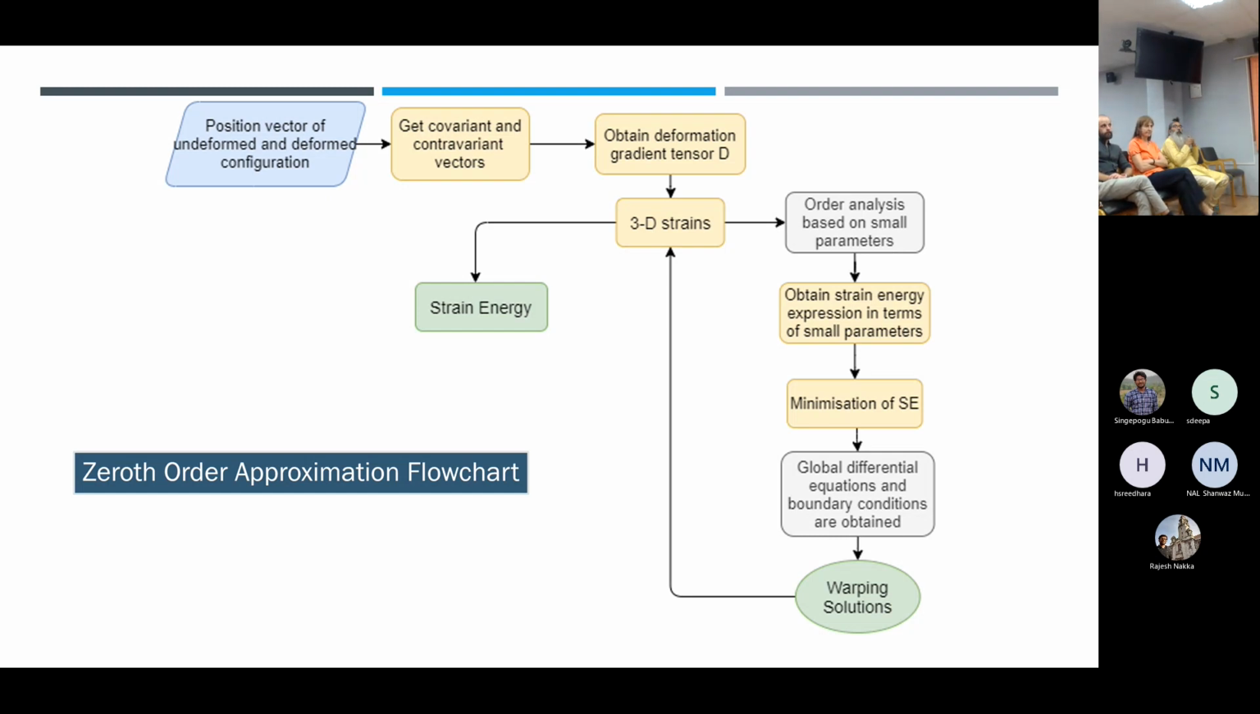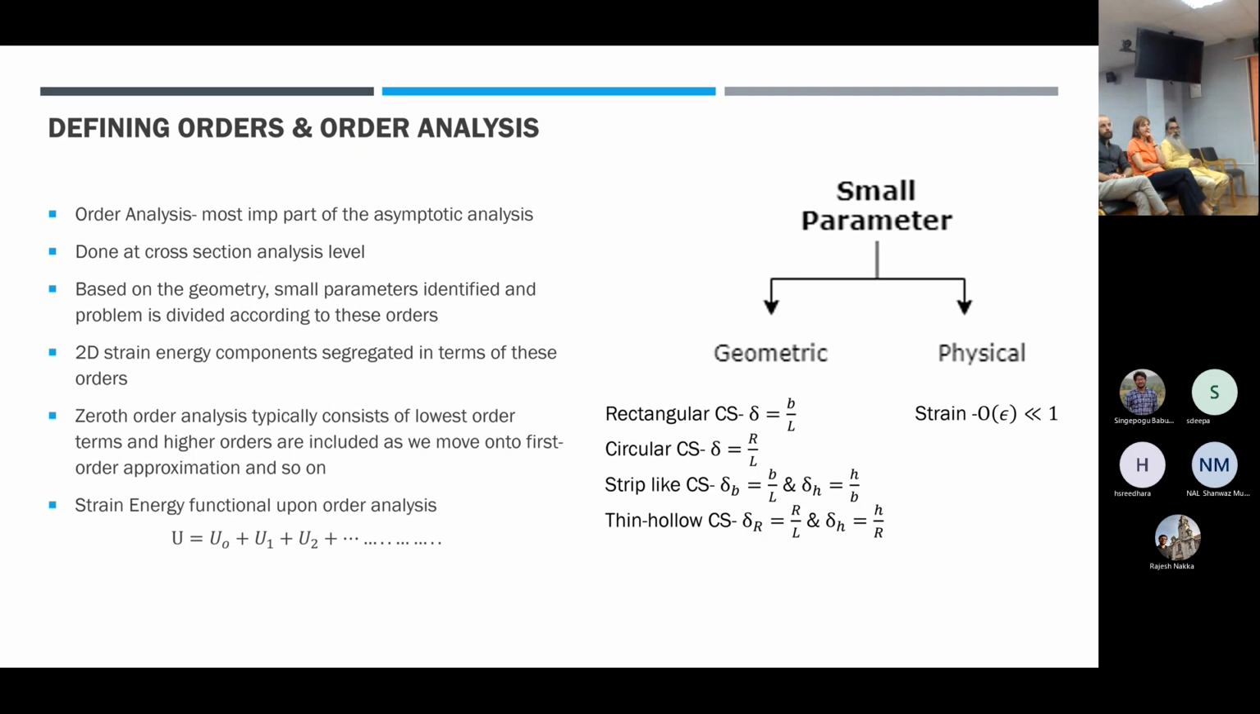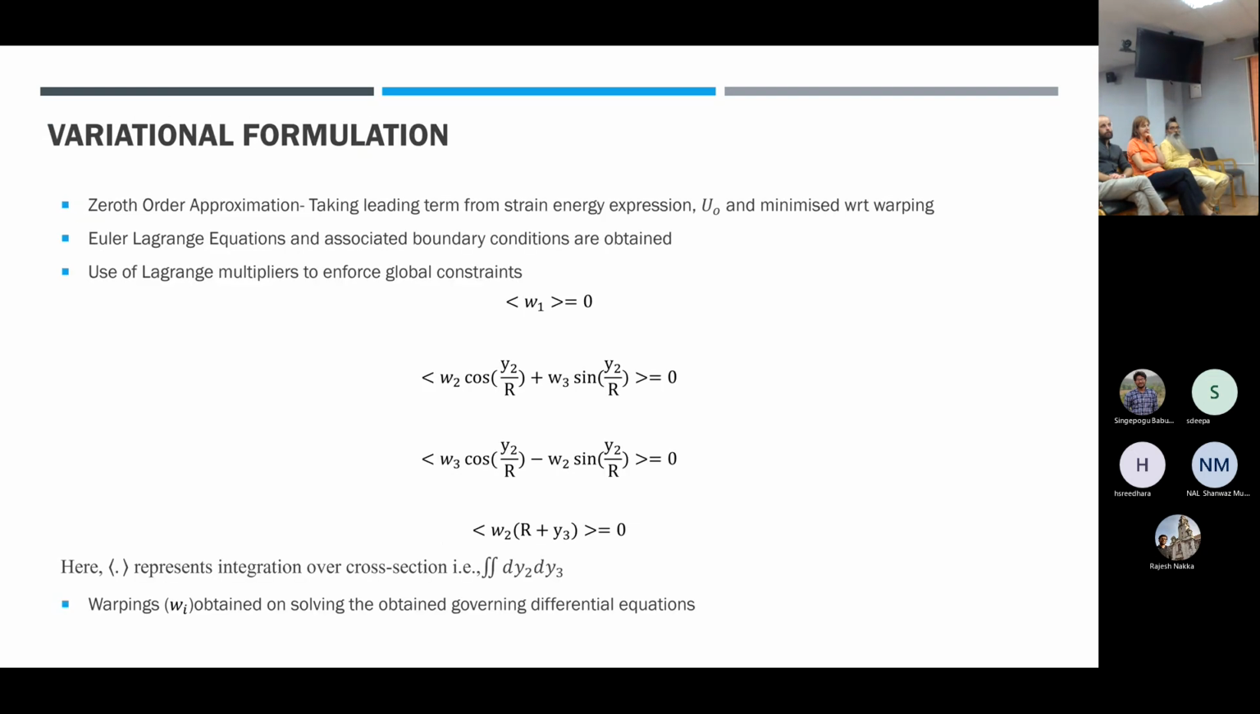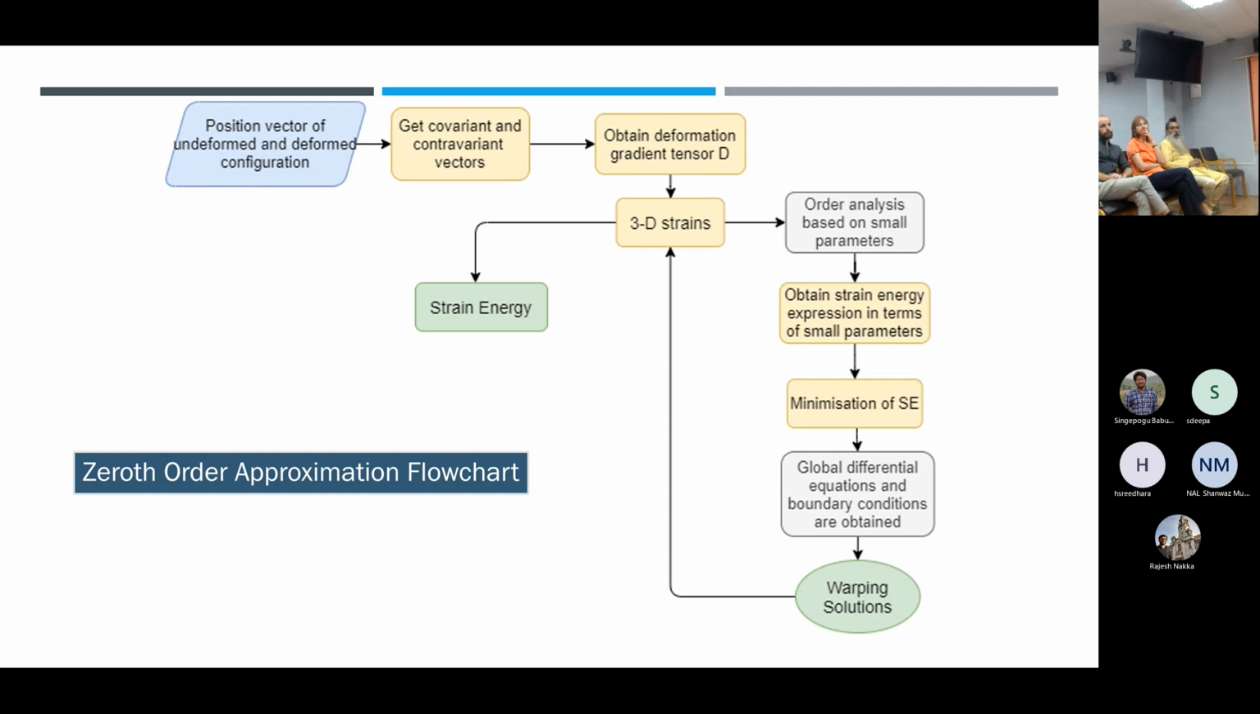Now, if you want to move on to a higher order approximation, we need to perturb these warping solutions, meaning having a higher order term for the warping approximations. Those perturbed warping solutions are again substituted into the 3D strains, where again we will segregate a strain energy functional in terms of these orders, and we will now include one order higher. Now we will include U0 plus U1, so that we include this term which was initially not taken. Using this, we'll carry out the same process and get a higher order solution. So we can go on for as many iterations as is required for a problem.